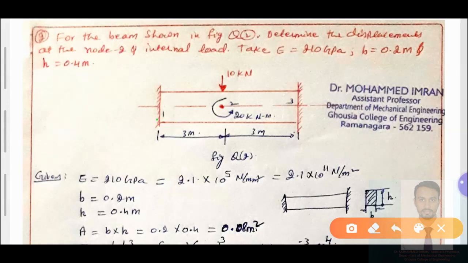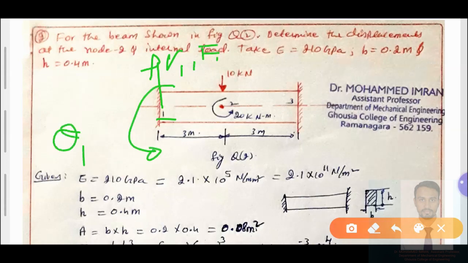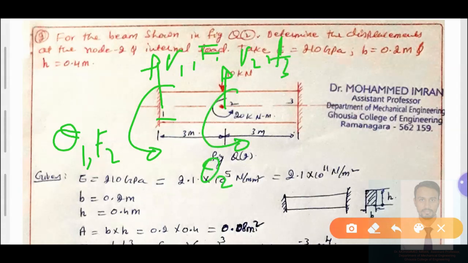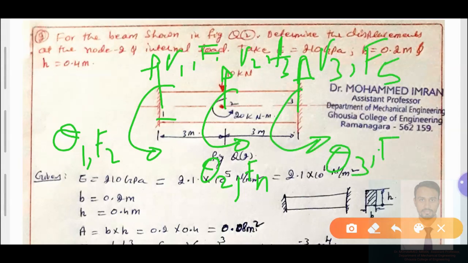At node number 1, what do we have? Vertical displacement V1 with force F1, and moment theta 1 with F2. Similarly, at node number 2 we have V2 with F3, moment theta 2 with F4. Vertical displacement V3 with F5, moment theta 3 with F6. This is element number 1, and this one is element number 2, where each node has 2 degrees of freedom.